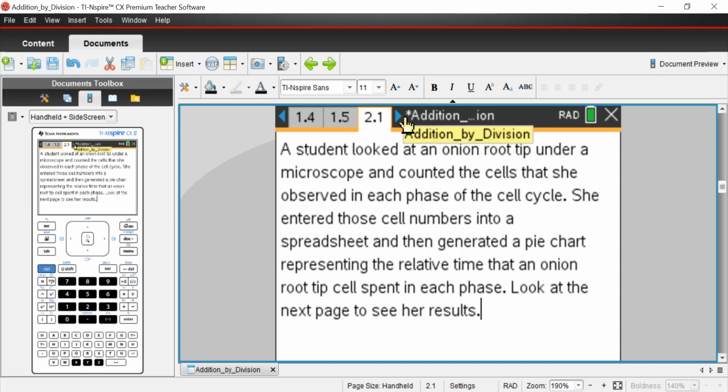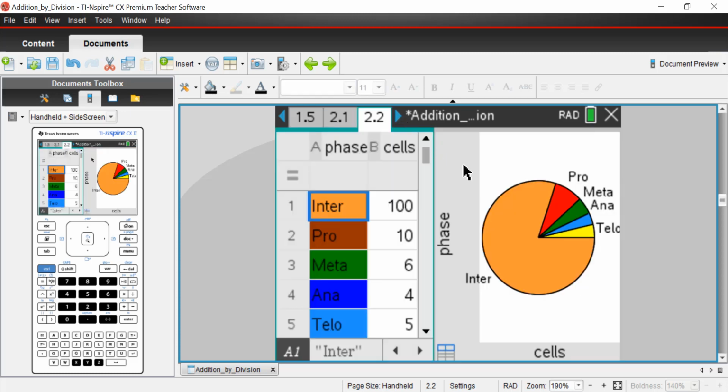Look at the next page to see her results. So let's go take a look. Another one of those pie charts. This time we're talking about onion root cells, and so the counts were not too dissimilar from what we've seen before. You got a bunch of cells in interphase, many less in prophase, metaphase, anaphase, and telophase.